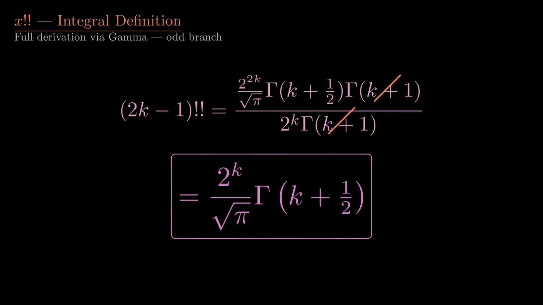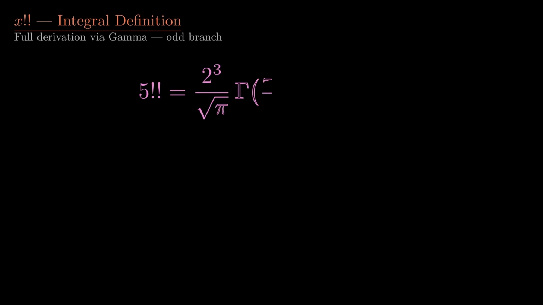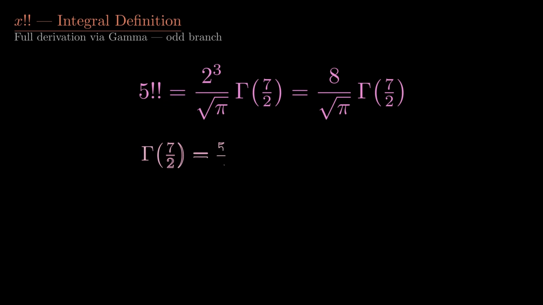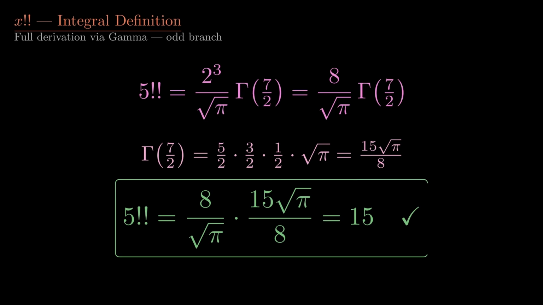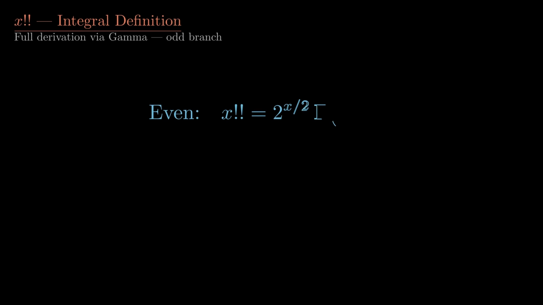To verify this, we can test it against 5 double factorial. When you plug 5 into this integral, the resulting gamma of 7/2 generates multiple fractions of pi and square roots that look messy at first. But as you multiply them out, the radicals cancel each other out with surgical precision, leaving us with the clean discrete integer 15. In summary, we now have a unified mathematical framework.